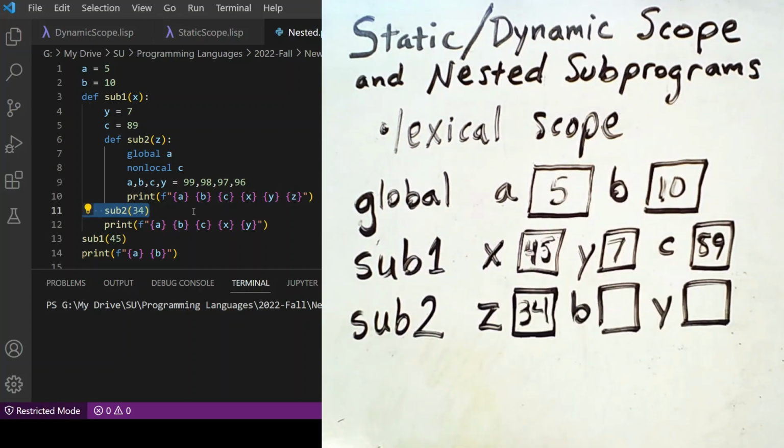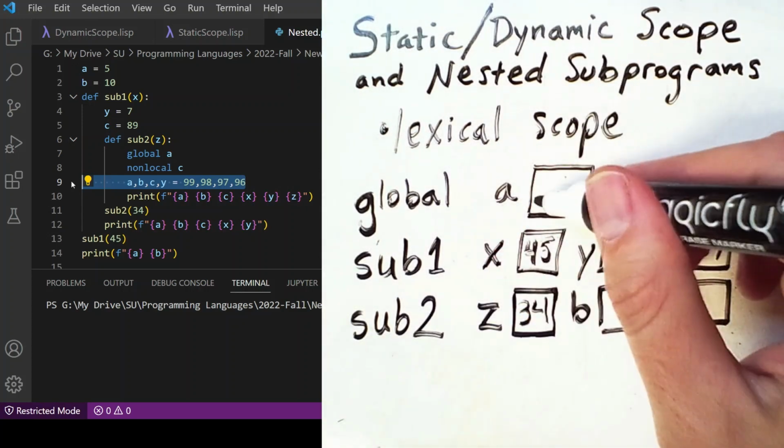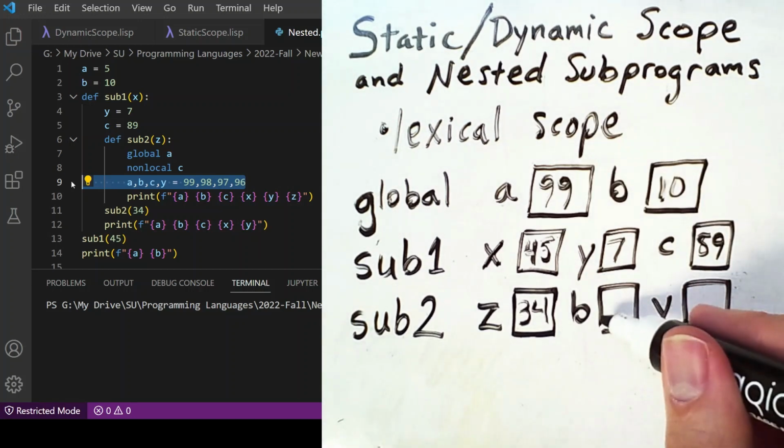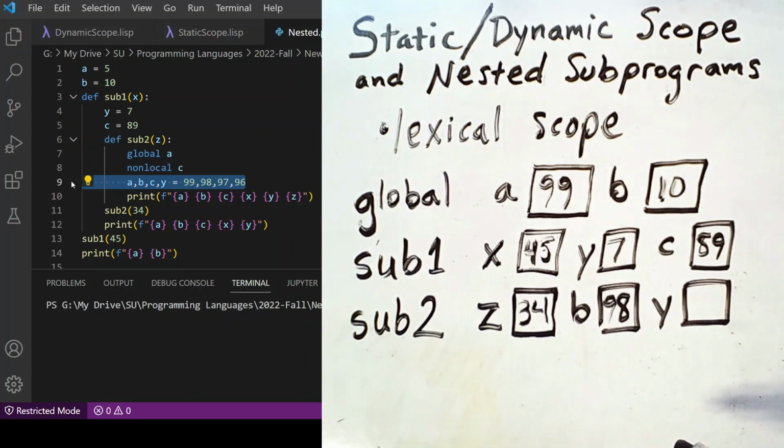Then, inside of the body of sub2, we declare A is global and C is non-local. Then, mostly for the sake of space, we have a multiple assignment statement. This just means that each of those variables in order is assigned to the values on the right-hand side of the equal sign, once again in order. Because A is specified as global, the 99 goes here, whereas the value assigned to B goes in the local variable B and not this global variable.